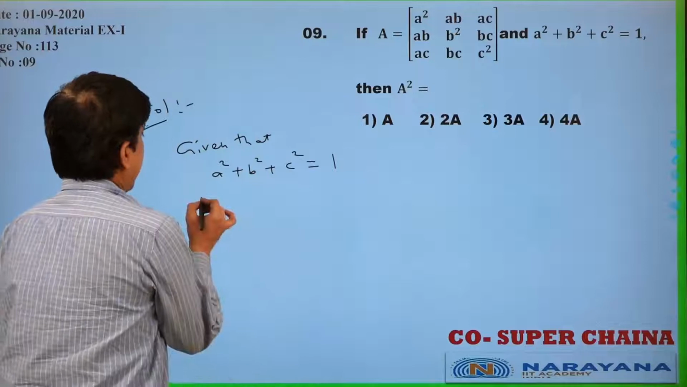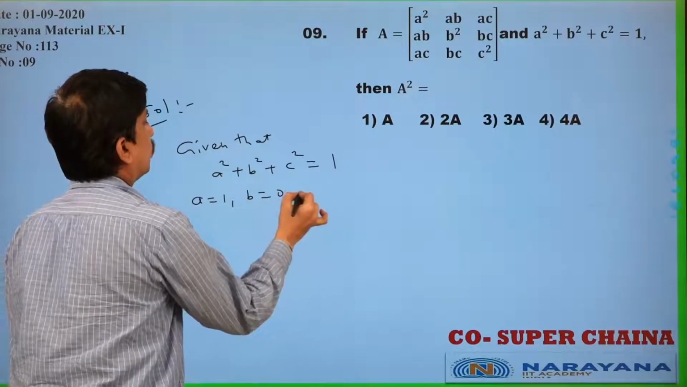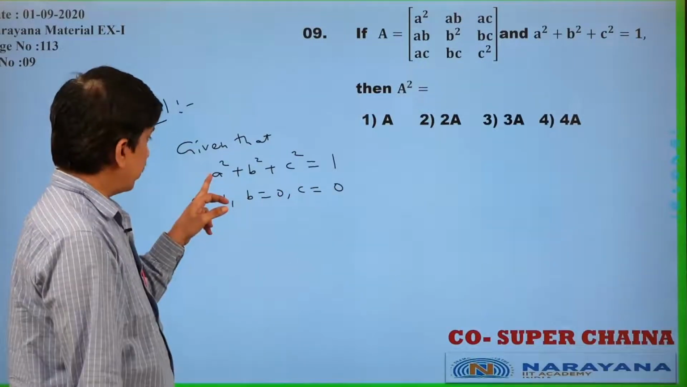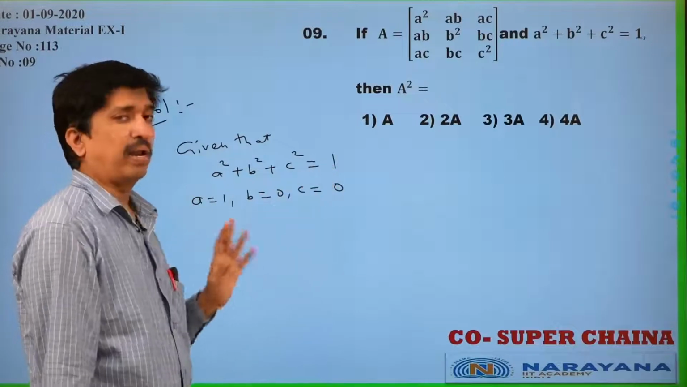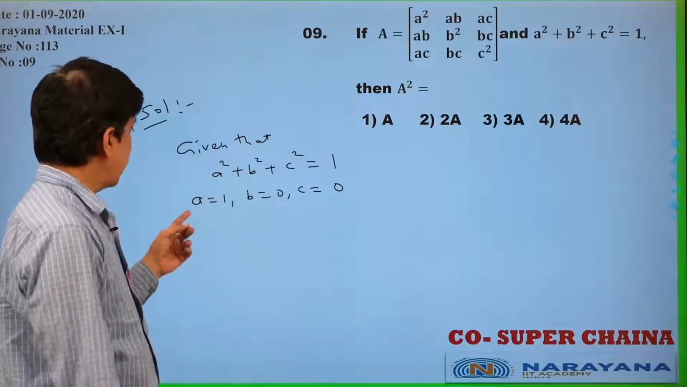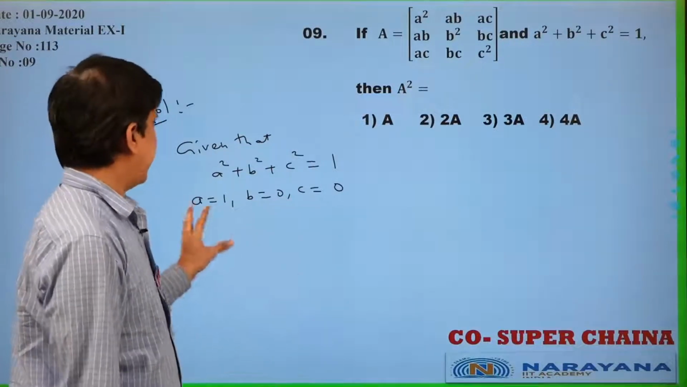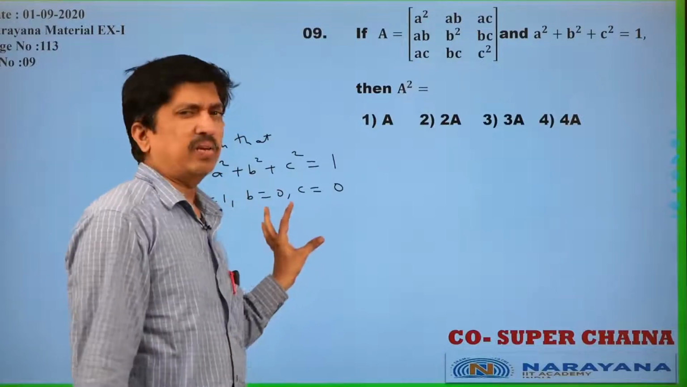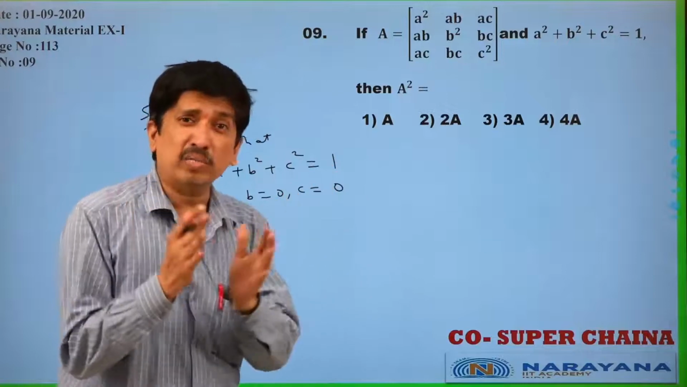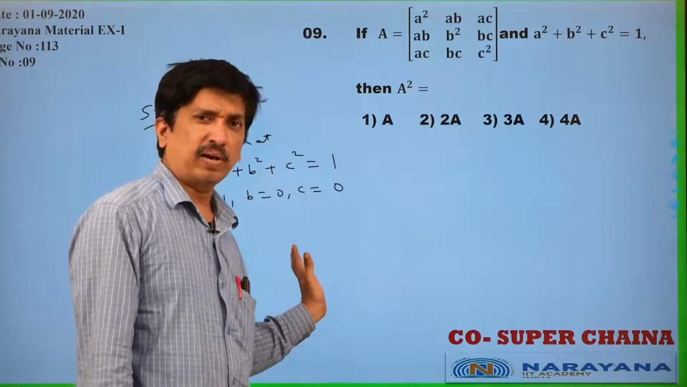What does it mean? I put a equal to 1, b equal to 0, c equal to 0. Is anything wrong? Check: a equal to 1 means 1 plus 0 plus 0 is 1, so without loss of generality the given condition is not disturbed. Is it clear or not? You may have a doubt: can we change the other values of a, b, c? No problem, you can, but don't take big numbers, because we are reducing a lengthy problem to a small one. That's why I am taking small values only.